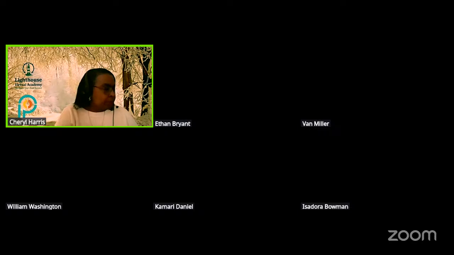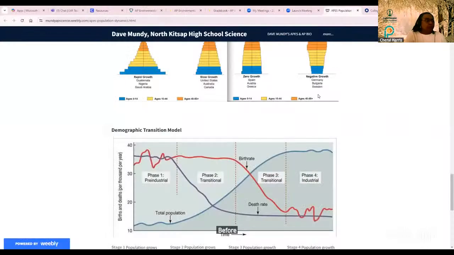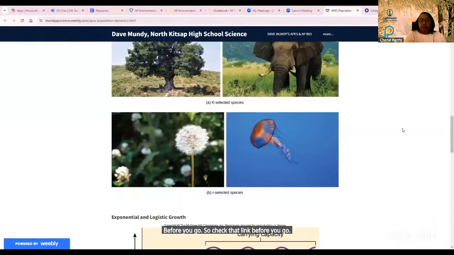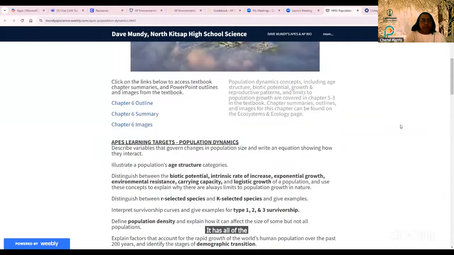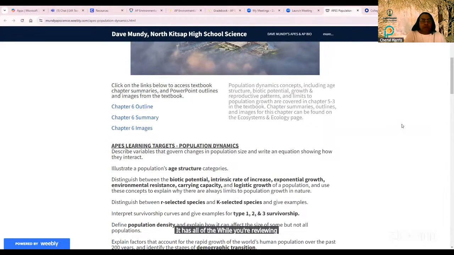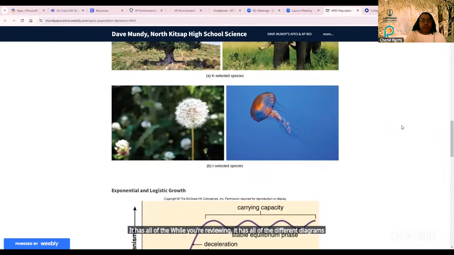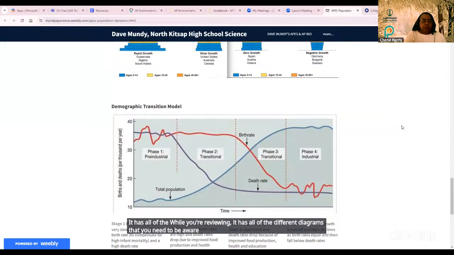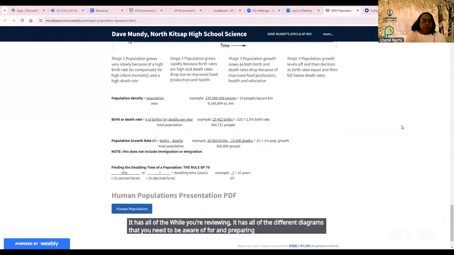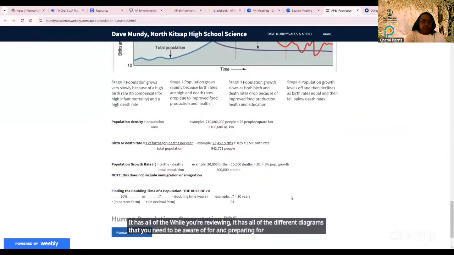Okay, I put a link in the chat to share a page with you. Before you go, check that link. While you're reviewing, it has all of the different diagrams that you need to be aware of in preparing, and calculations as well.